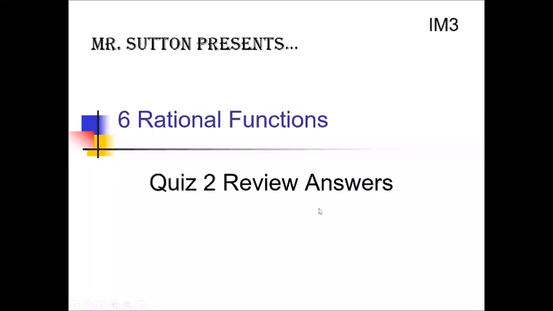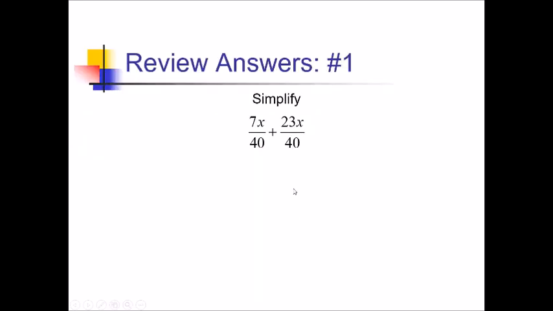Hello there, Mr. Sutton here, bringing you the IM3 Chapter 6 Quiz 2 review solutions on adding and subtracting rational expressions. To add these rational expressions together, we're first going to check to see if we have a common denominator. It looks like we do. These are both 40. So we can go ahead and actually just add the numerators and keep the denominator.